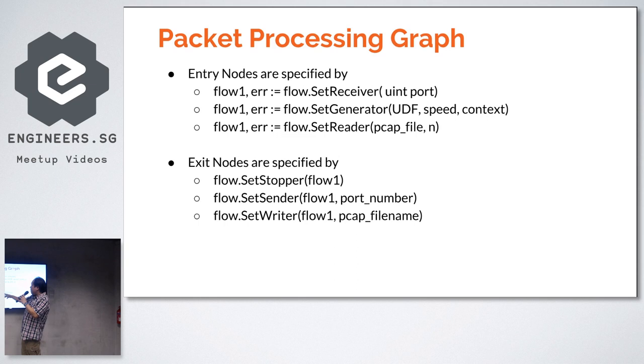So you ask yourself, what is this port number? Where does it come from? What happens is when you set up the DPDK, you need to register the ports to the DPDK driver. The first port that you register is called port 0. The second port that you register is called port 1.